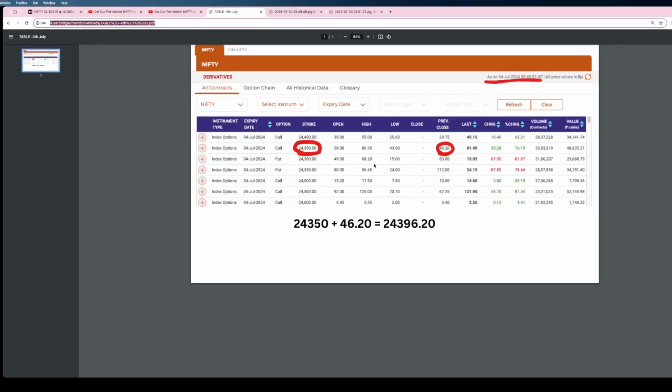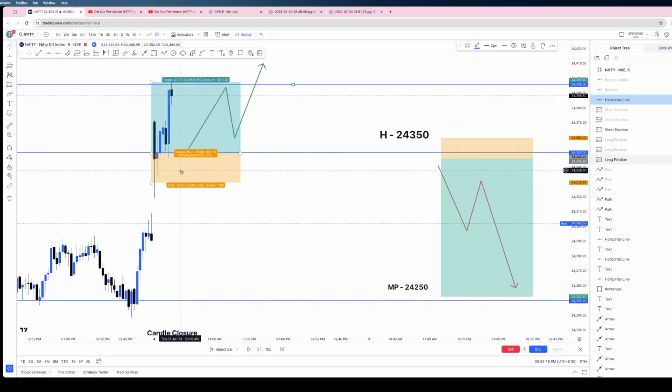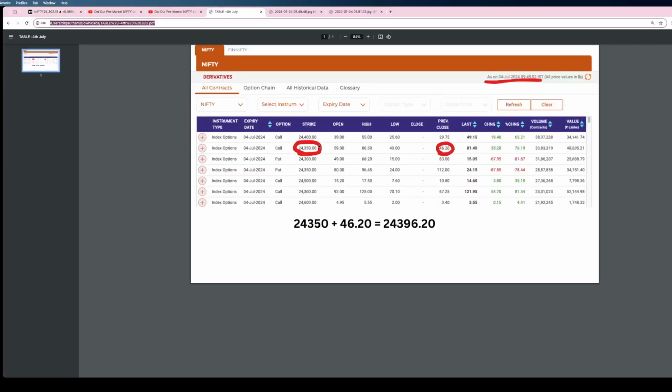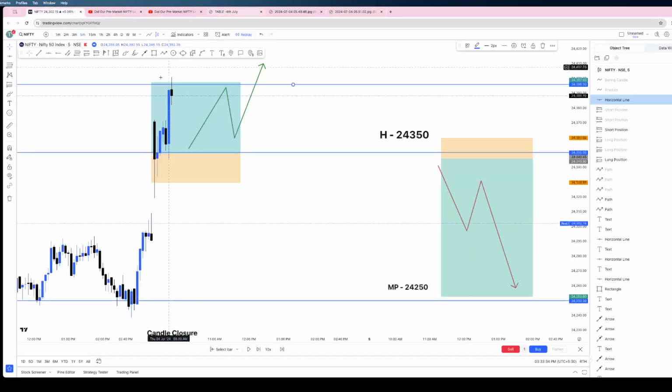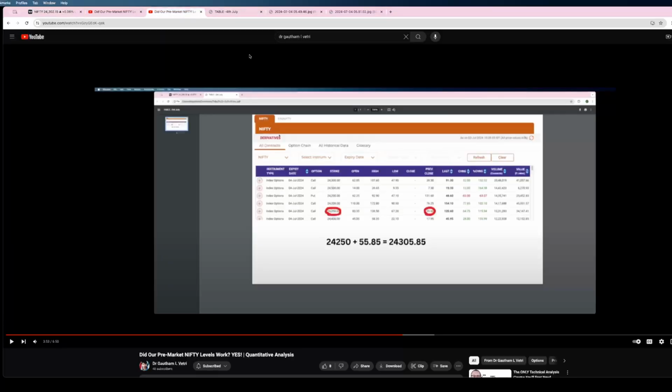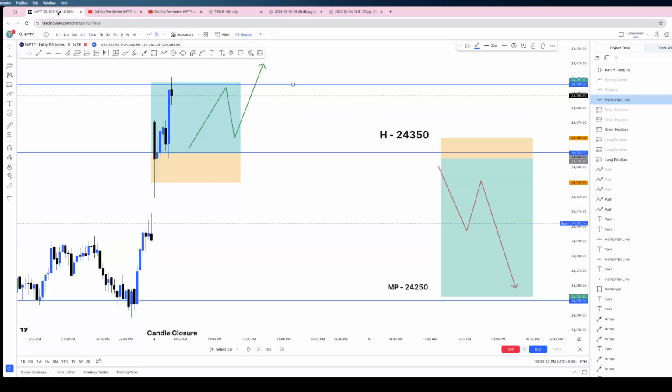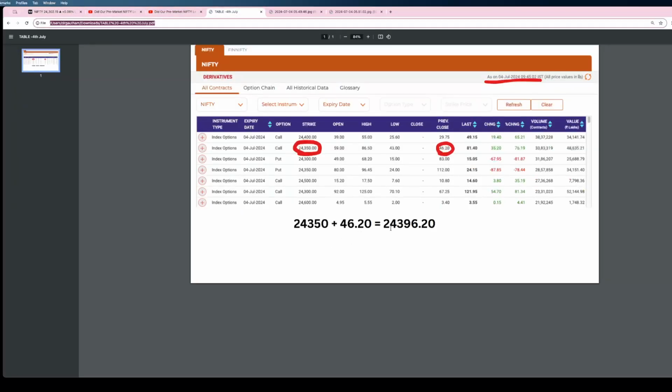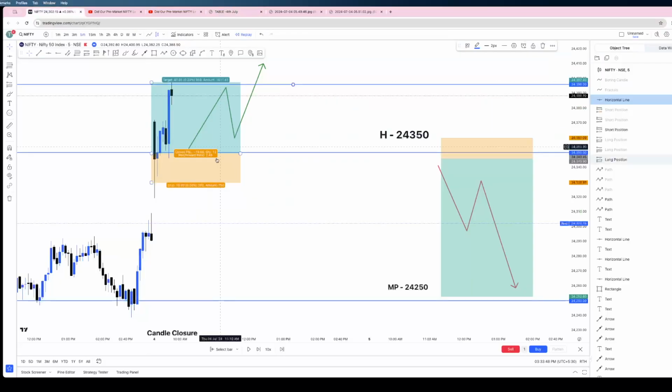In case of the put option, we'll have to subtract it. For example, if the market had closed below this, for the retest we'd subtract the previous close price from 24,350. For the put option, the previous close for 24,350 is 112, and you'll have to subtract this. In the same way as yesterday: yesterday we added 24,250 plus 55. Today we are adding 24,350 plus 46, which is 24,396. Let's see if the market is going to break it or not.